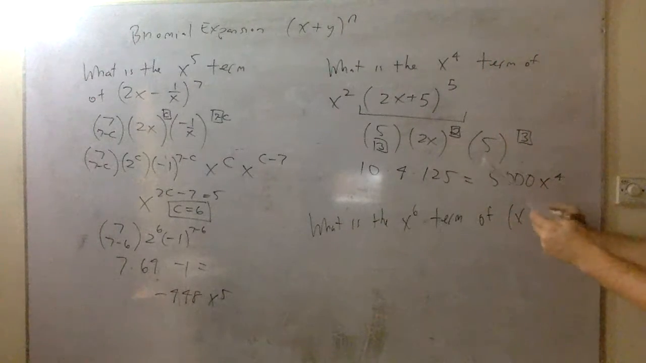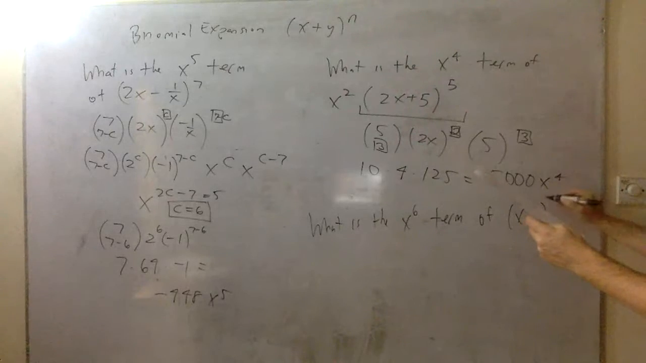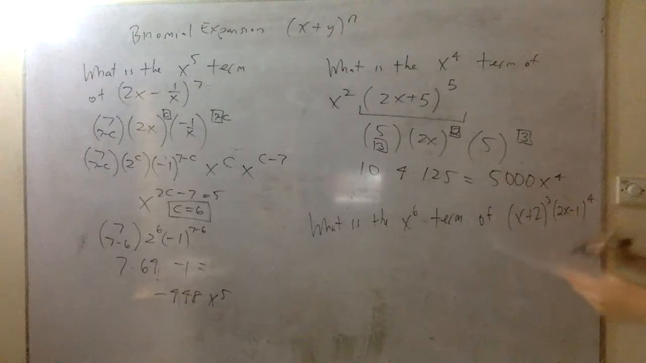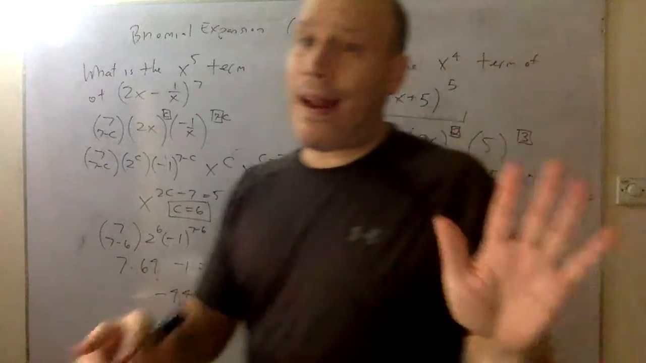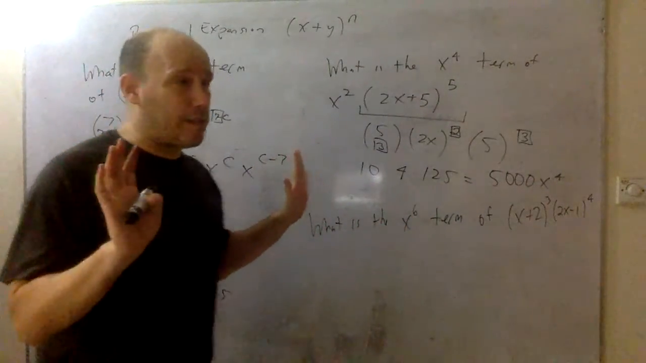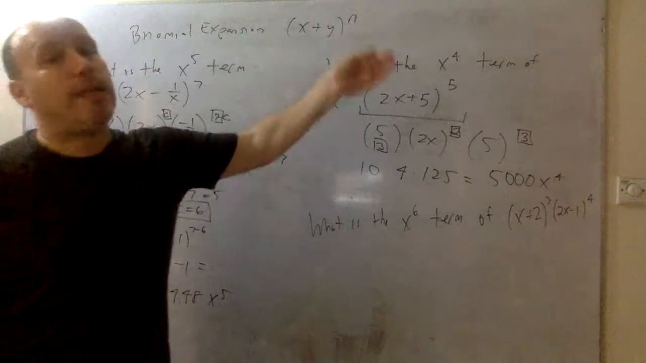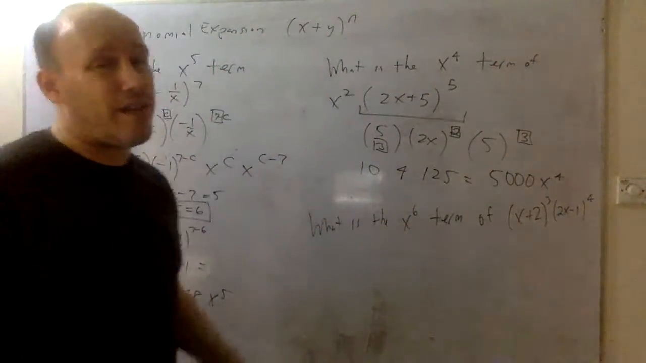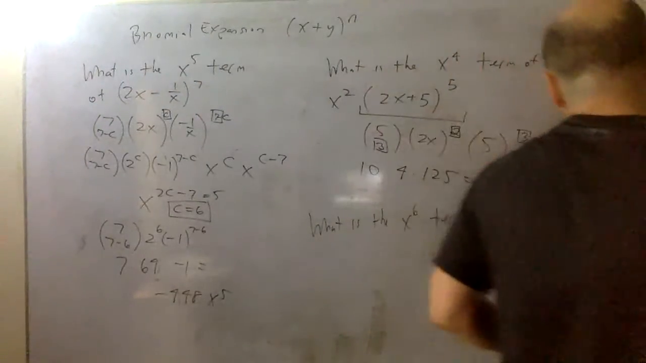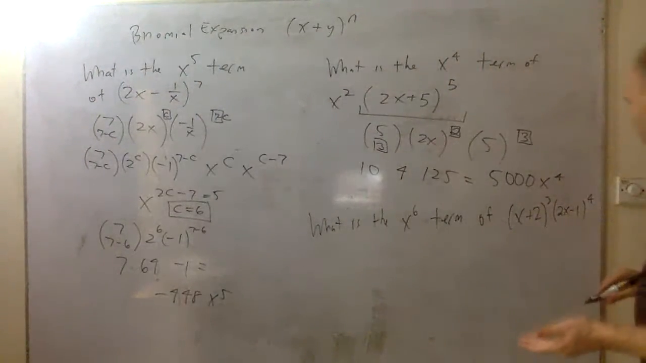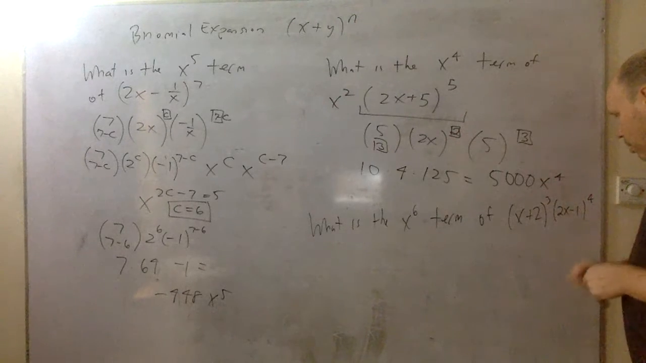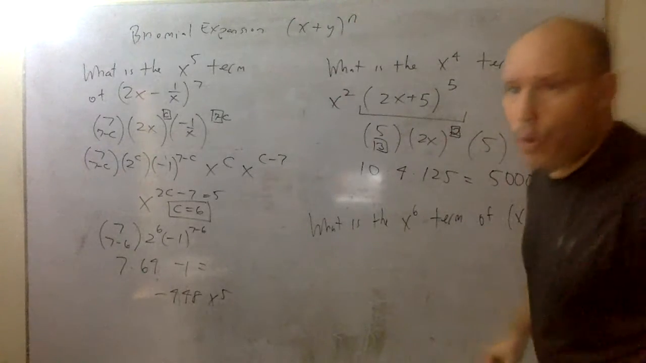...the x to the 6th term of (x plus 2) to the 3rd times (2x minus 1) to the 4th. It showed up on an IB exam. I don't make this stuff up. Once again, if you want that 6 or the 7, IB is saying for SL students, you have to know how to do this. Fine. Well, if you think about it, it's not so bad.